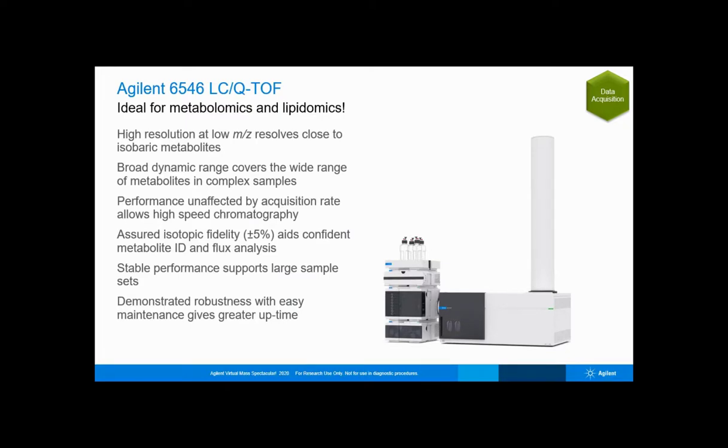Now, last year, Agilent introduced a new LC Q-TOF, the 6546. So the 6546 delivers the industry-best combination of resolution and dynamic range designed to meet the challenges of metabolomics research. There is no longer a need to select high resolution or extended dynamic range mode. With the 6546, there is only one mode that provides these advantages simultaneously. The 6546 is also the first Q-TOF to have an isotopic fidelity specification, which is key to both metabolite identification and to qualitative flux analysis. Simply put, the 6546 is ideal for metabolomics analysis.